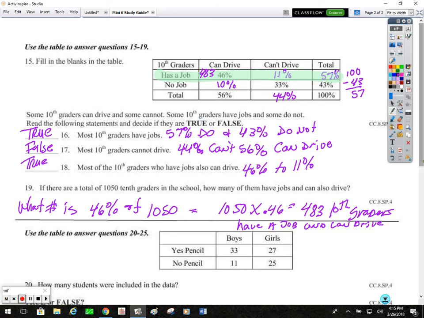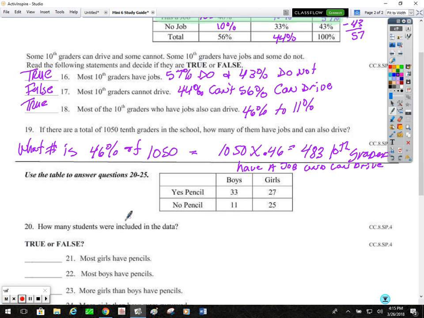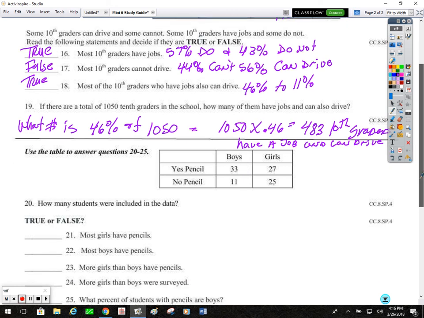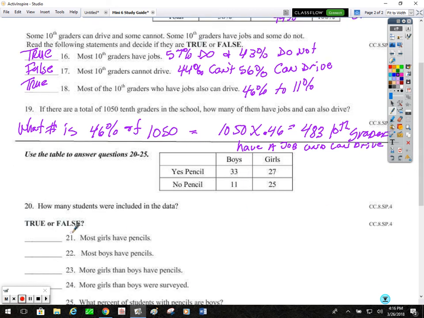Okay, all right, questions 20 through 25. We're looking at this table. It wants to know, we're comparing now boys and girls to the number of boys and girls. Some of them have pencils, some of them do not. So you're comparing now two quantities here. Well, what I noticed right off the bat is the first question is how many students were included in the data. Well, I don't have a total set up yet, do I?